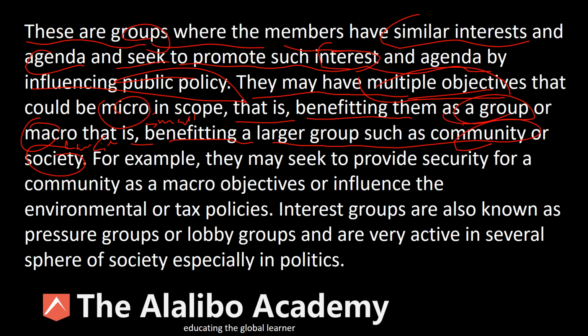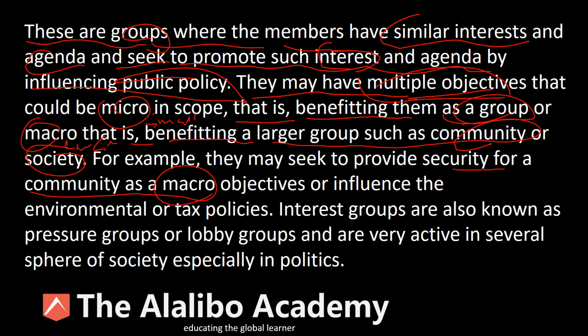For example, they may seek to provide security for a community as a macro, larger objective. A community may lack security, and they may go about pressuring perhaps politicians to provide security for the community, and that impacts all in the community or society. They may seek to influence environmental policies or tax policies that impact everybody in society. So they have multiple objectives.